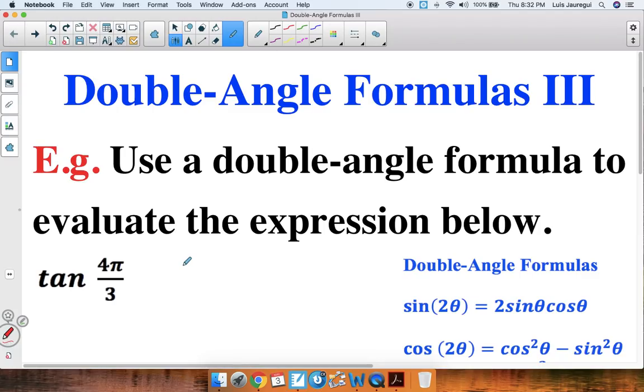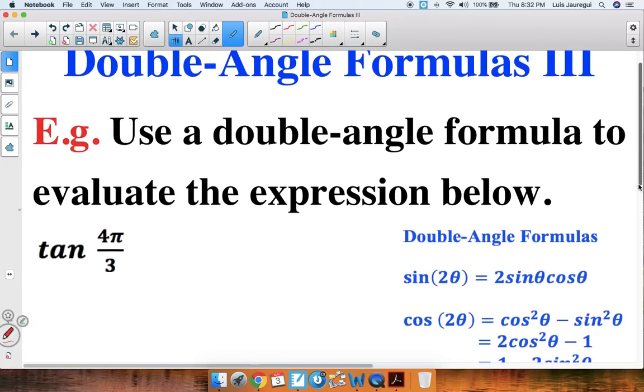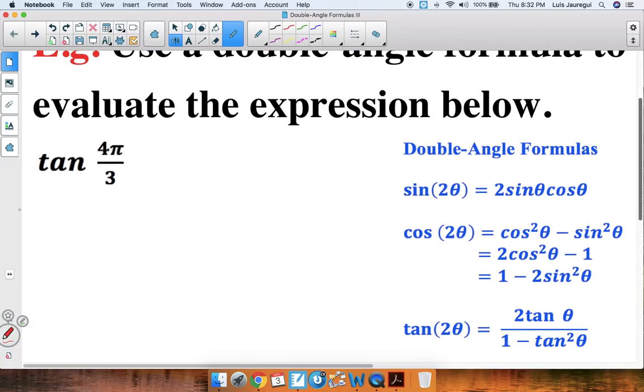Let's take a look at our example. Use a double angle formula to evaluate the expression below, tangent of 4 pi over 3. Now, since we're dealing with tangent, let's go ahead and identify the formula that we will be using. Notice that that's this third formula here. So we have tangent of 2 theta is equal to 2 times tangent of theta over 1 minus tangent square of theta. So notice that the input here is 2 theta, so we're going to match that with the input of our expression here. So let's formalize the solution by saying the following.